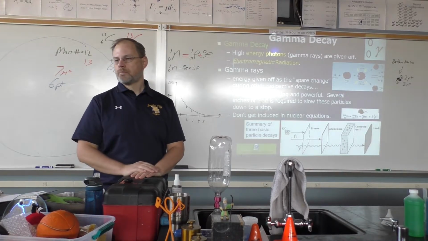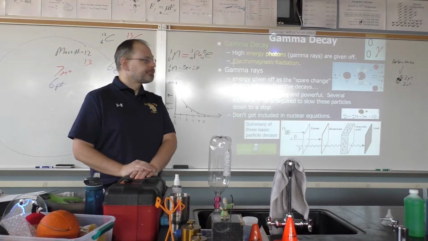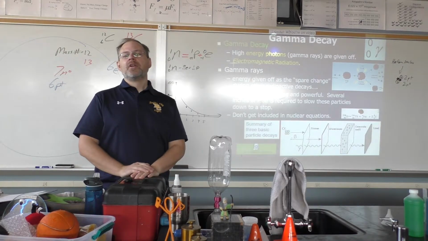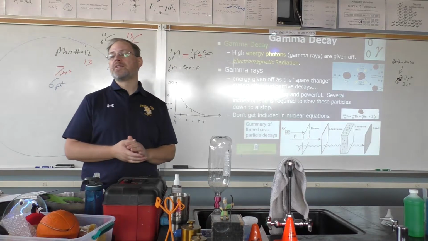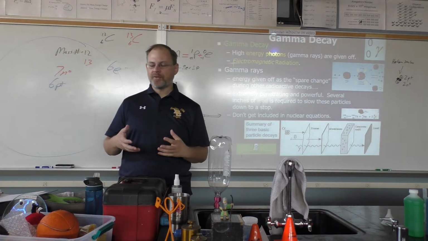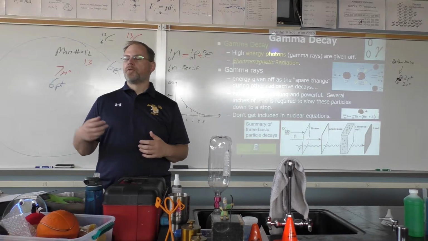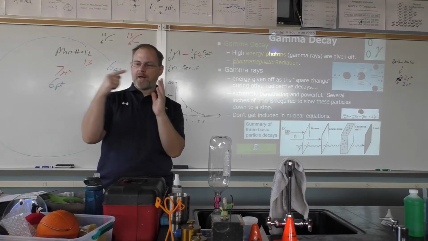Is lead the only one that can slow it down? Yeah, lead is very, very dense. The nuclei of lead are very, very dense. And because it is so dense, it can absorb a lot of energy. So the gamma particles slow down, and eventually they stop.